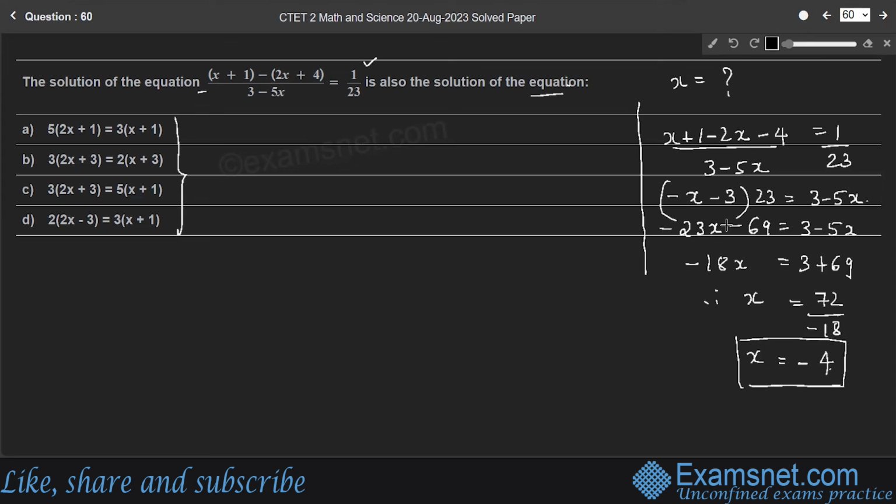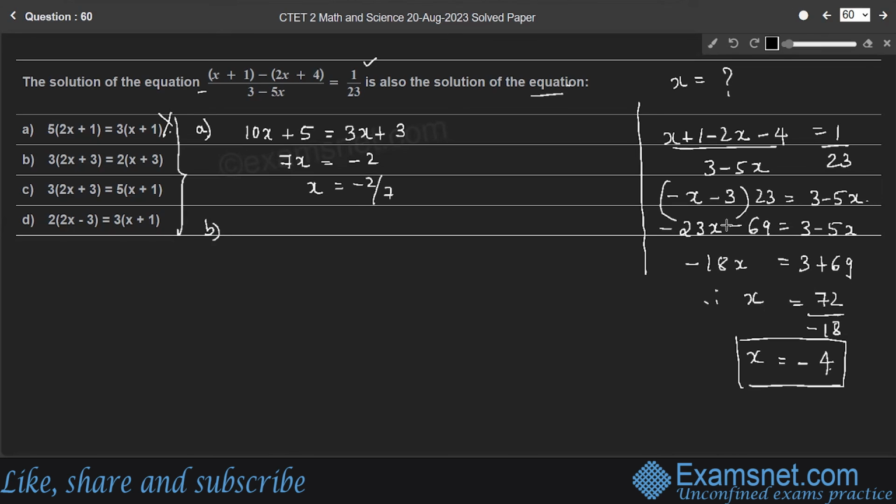Among the 4 options, which equation has got the same solution, that is x is minus 4? Let us consider one by one. Here option A, 5 into (2x plus 1) is equal to 3x plus 1. So 5 into 2x is 10x plus 5 is equal to 3x plus 3, right? So 10x minus 3x is 7x is equal to 3 minus 5, which is minus 2. Therefore, x is minus 2 by 7. So the value of x is different. So option A is not the answer.